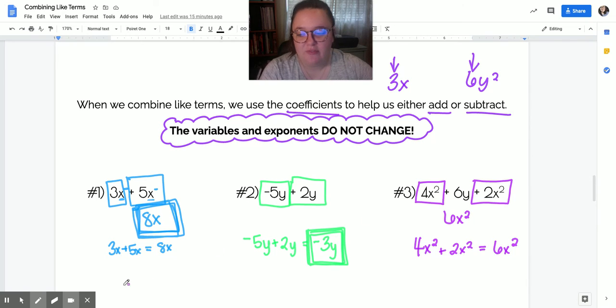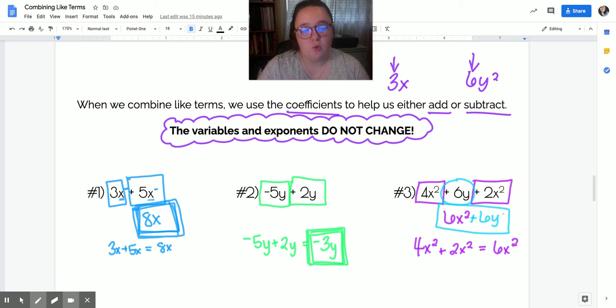Now, can we forget about that other player there? Can we forget about this 6y? We can't forget about him. This 6y has no like terms with it here. There's none that are like terms. So you have to just bring it down and include it in your answer, right? There were no other like terms to combine, so I can't forget about it. I have to bring it down still.